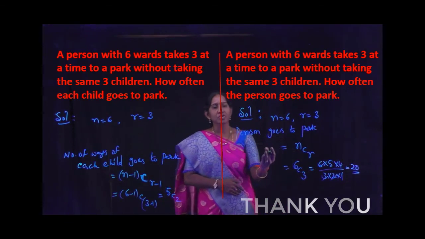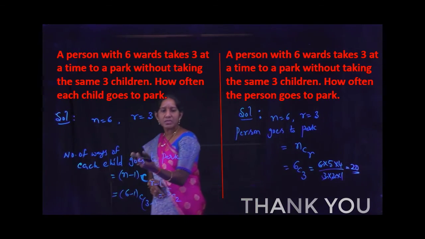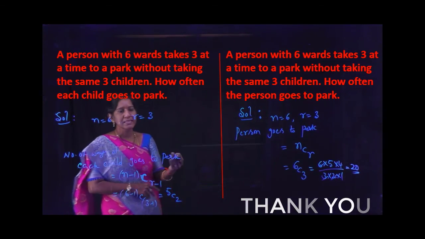So the person goes to the park nCr times, and each child goes to the park n minus 1 C r minus 1 times.